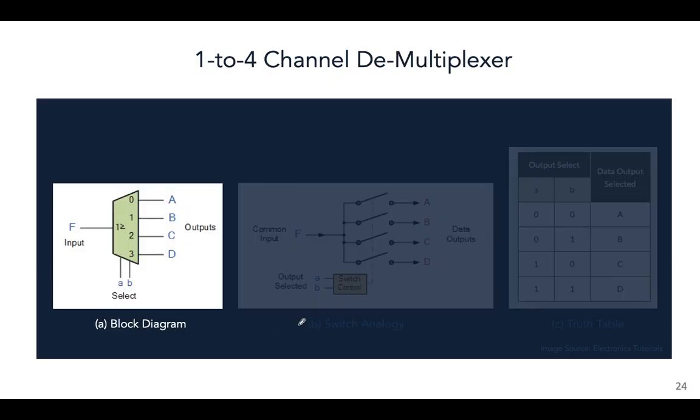Now, a demultiplexer, like we discussed before, is the exact opposite of that. That means it will always have one input, and it can have multiple outputs. In this case, we have chosen a 1 to 4 line demultiplexer. This is the block diagram, which is basically a flipped version of the multiplexer. We have one input, multiple outputs, and select lines, like we had in the case of the multiplexers.